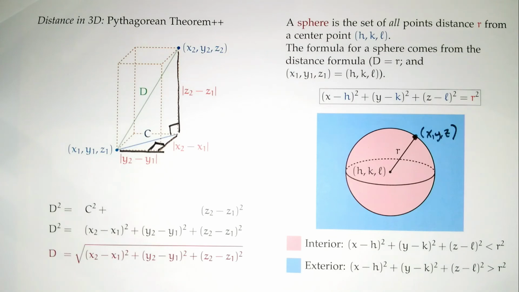Now what if I'm on the outside? What can I say about my distance to the center? It's greater than r. So (x minus h) squared plus (y minus k) squared plus (z minus l) squared is greater than r squared. All right.